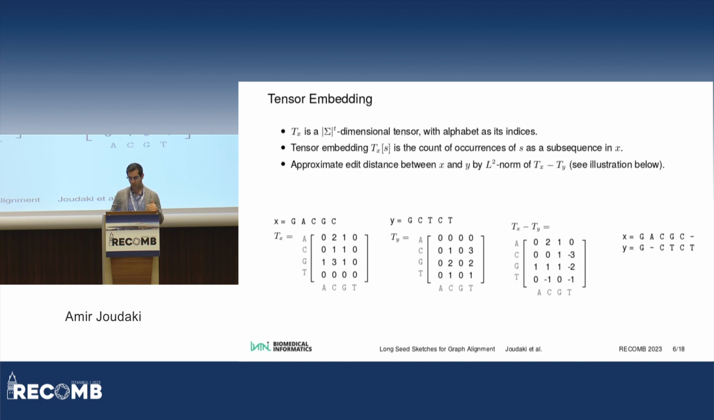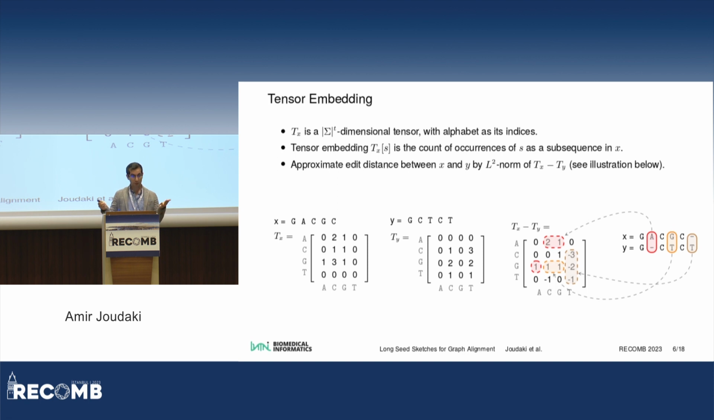Now, if you do this for 2 different sequences, X and Y, and compute the edit distance, you can intuitively see that, for example, this deletion of A from X to Y has zeroed out the first row of tensor Y. And that's why in the difference tensor you see a positive value there. And you can make a similar observation about the insertion of T and the substitution. This is the intuitive explanation for why this tensor embedding is a good idea.